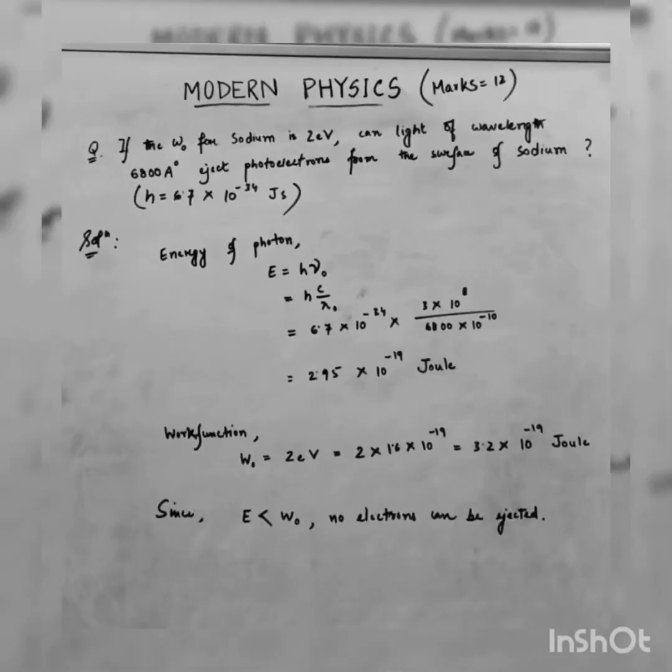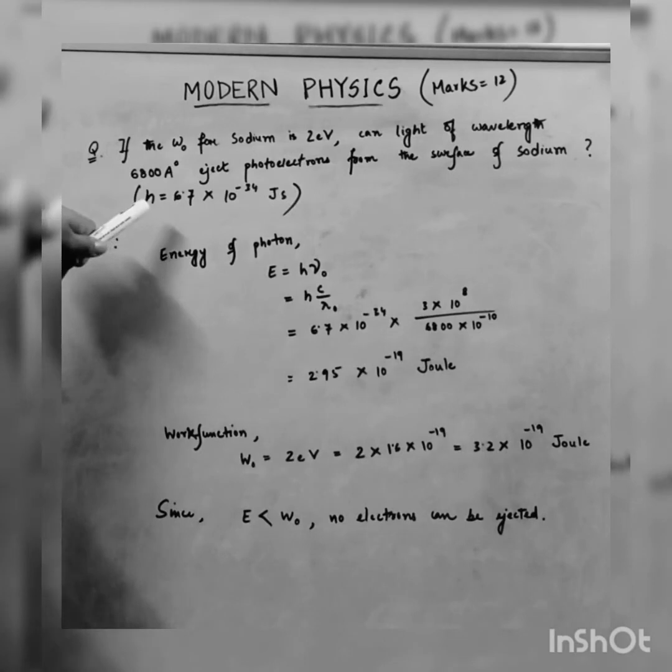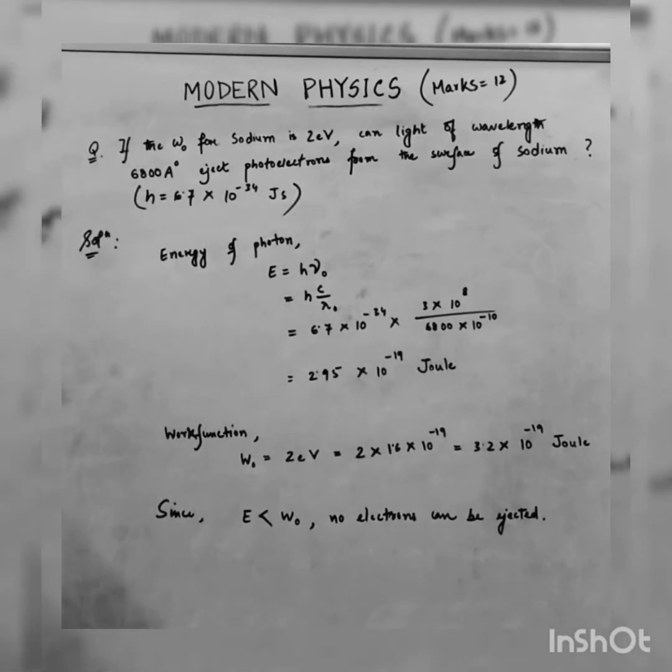So now let us see a numerical related to photoelectric emission. The question is, if the work function, that is W naught, for sodium is 2 electron volt, can light of wavelength 6800 Armstrong eject photoelectrons from the surface of sodium? You have been given Planck's constant, which is equal to 6.7 into 10 to the power minus 34 joule second.